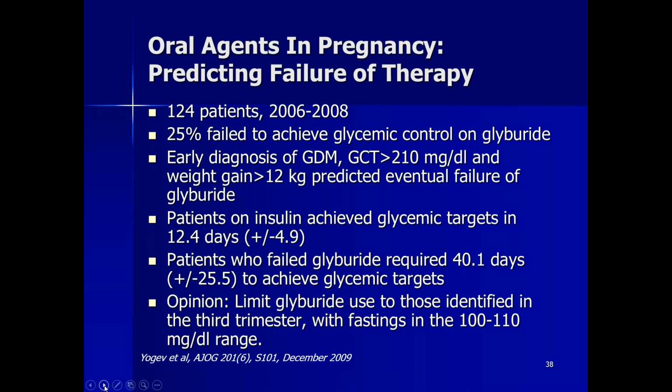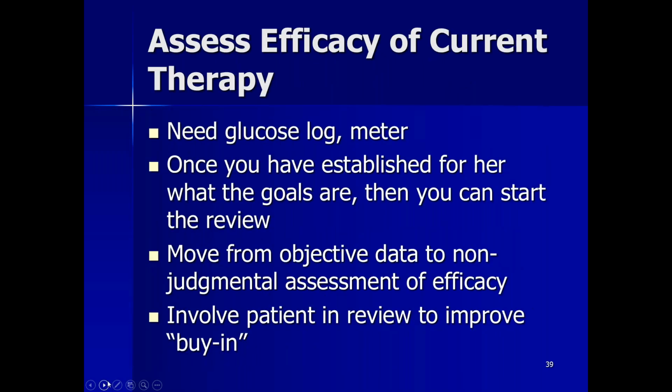So clinically, the way I would recommend using glyburide or metformin either, because glyburide is not listed as an agent that should even be considered right now above metformin. Limit any of those orals to those that are identified in the third trimester, fastings that are in the 100, 110 milligram range. They're likely to do well if you start them on an oral. Again, ACOG and the ADA do not recommend starting oral agents. That is a different goal than the Society of Maternal Fetal Medicine has advocated, and we'll get to that in a minute.